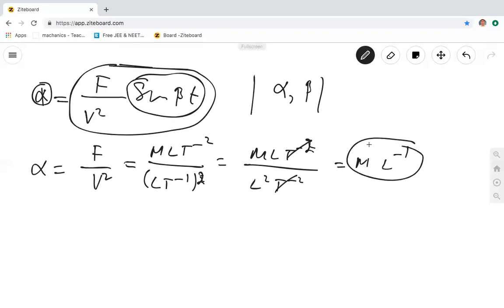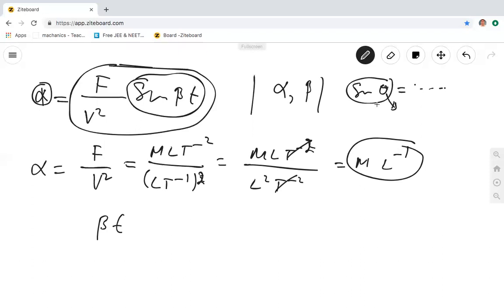What about beta? Sine beta t is dimensionless, isn't that? What about beta t? Okay, sine theta is dimensionless. Sine theta is total dimension. What about theta? Dimensionless?